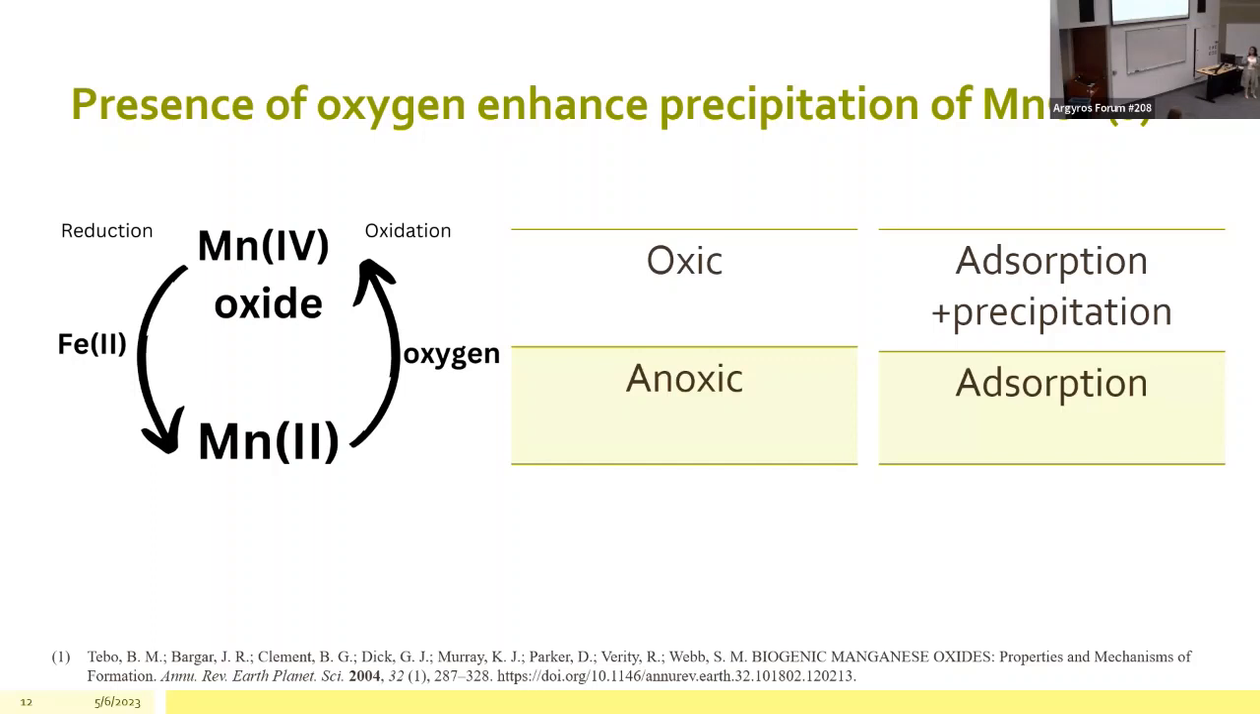But I guess we can also say that the iron also gets reduced back. It's like an ongoing cycle. So there would still be iron 2 present under oxygen conditions, just more or less compared to anoxic. Okay, I see.